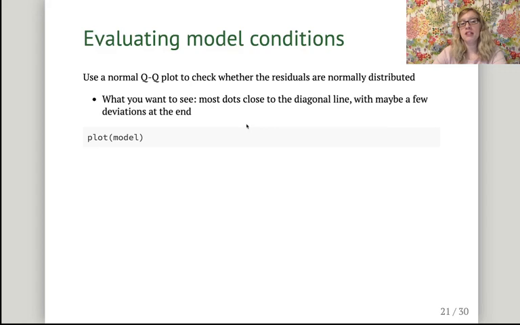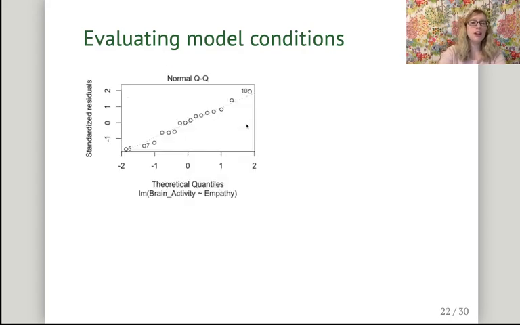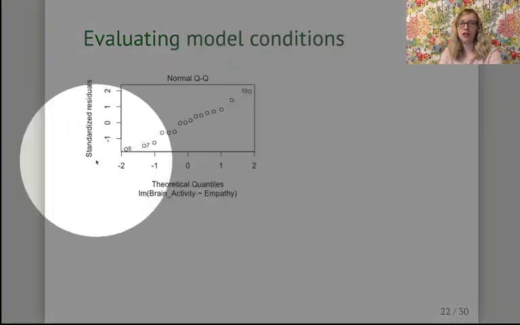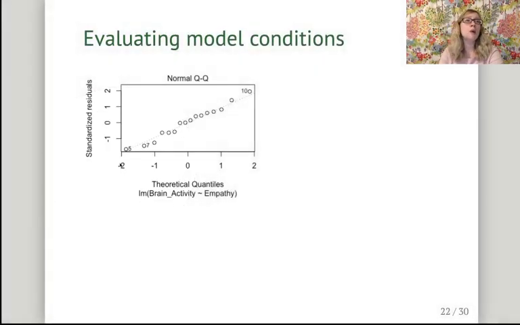The second residual plot uses a normal QQ plot to help us see whether the residuals are normally distributed. This is going to look a little different than the previous QQ plot, but the interpretation is the same. We want to see most dots near the diagonal line. So here's the QQ plot. Again, most of these residuals fall pretty close to the straight line. So I'm not overly concerned about whether or not my residuals are normally distributed. They appear to be pretty close to a normal.